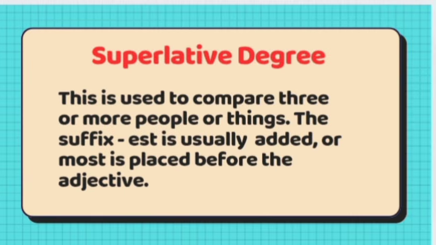So how to change into superlative? So what do we add? We add est as suffix. What is suffix? A letter or a group of letters that is added towards the end of a word to change its meaning fully or partially. That is called a suffix. So here, to make superlative degree, we use est. Est is usually added, or sometimes most is added before the adjective.